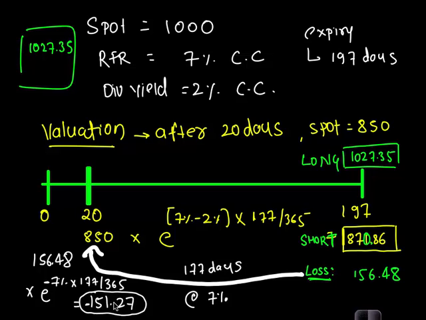Depending on what convention we are using. There are three conventions: actual by actual, actual by 360, 30 by 360. So here if nothing is mentioned, which is typical in the case of equities and derivatives, use 365. And if they mention a convention, then use that specific convention.